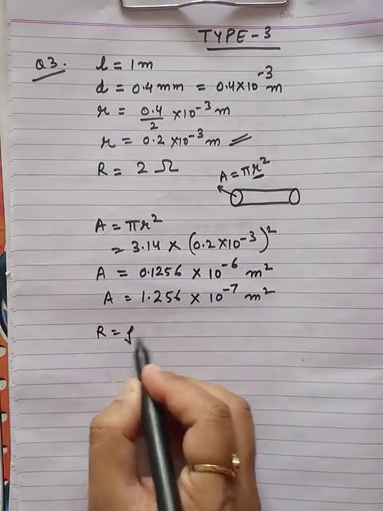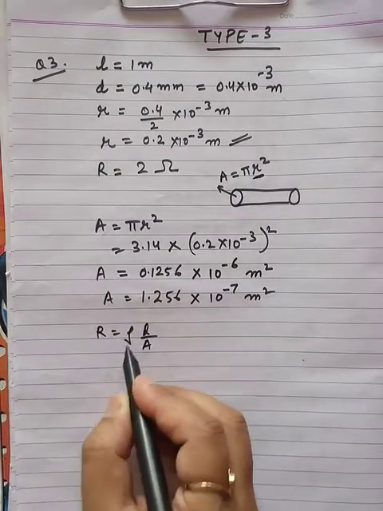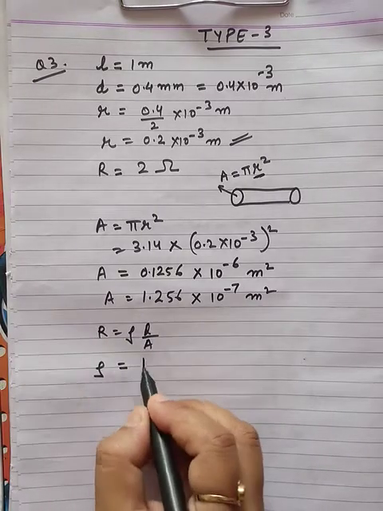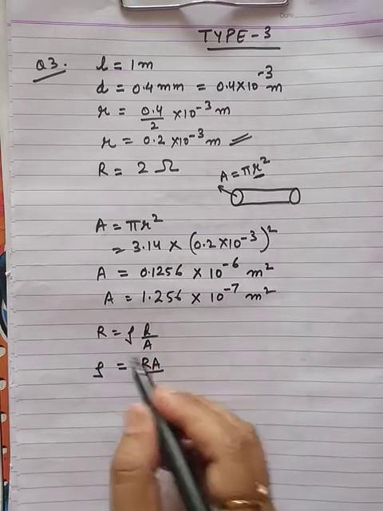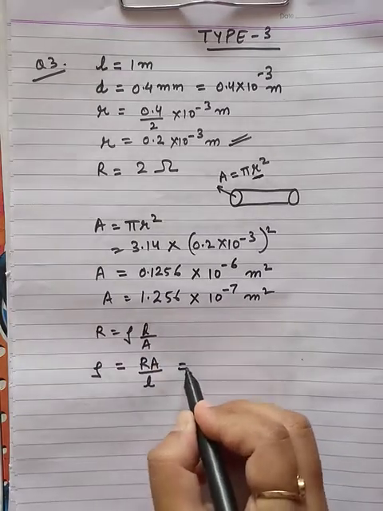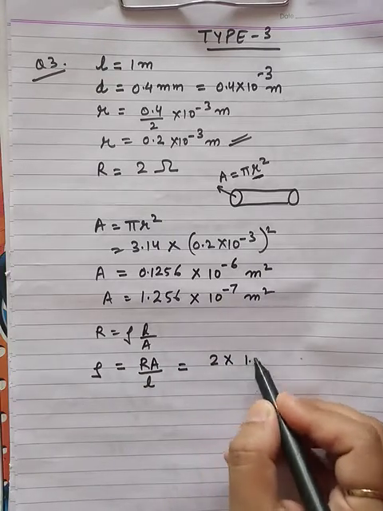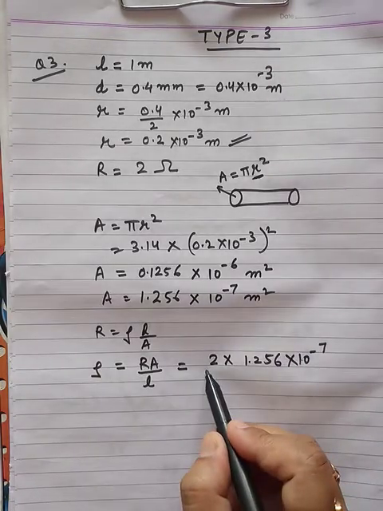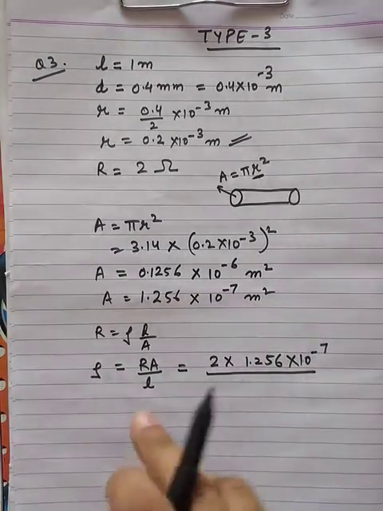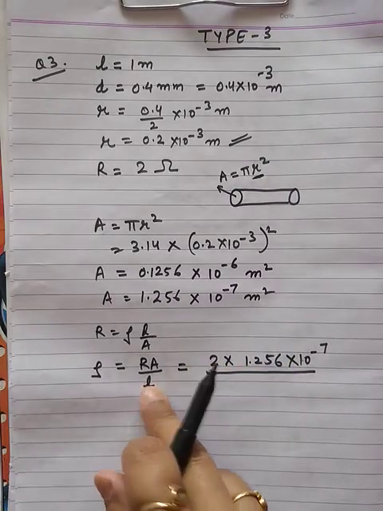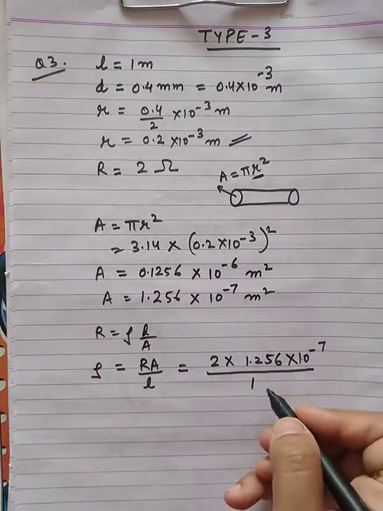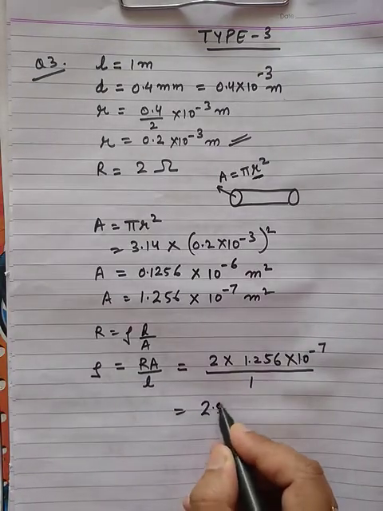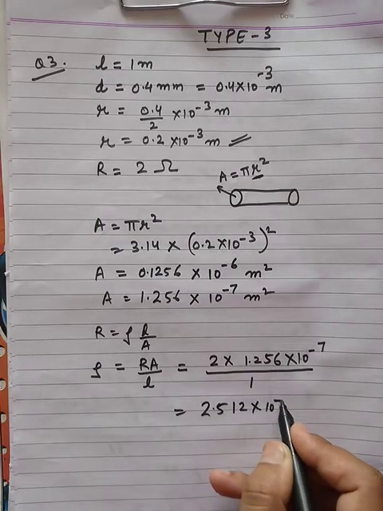So the same formula, rho equals R L upon A. What is rho according to this formula? Rho is equal to R multiplied by A, RA divided by L. So what is R? It is 2 multiplied by area 1.256 10 to the power minus 7. R multiplied by A we have to write. L is 1, so in the denominator we are getting 1, so we just need to multiply this only. So it is 2.512 multiplied by 10 raised to power minus 7.